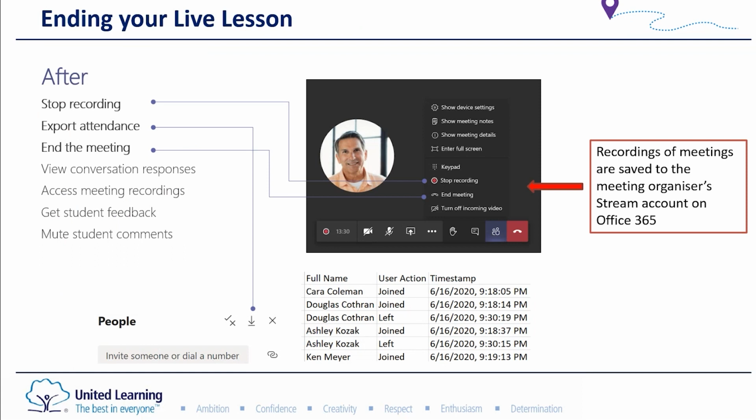So after you've conducted your live lesson, you've used the raise hands, you've asked questions, you've addressed misconceptions, you've done some recall, you've done a little bit of new content in small steps, you're then ready to end the meeting after saying your goodbyes. Then you'll have access to a recording of the meeting if it's required in your Stream account on Office 365. That can be shared with other teachers, made more widely available if appropriate. It's really just a record, just in case something untoward happened or you want to share it with another teaching colleague.